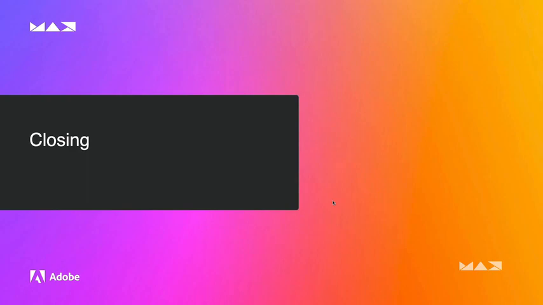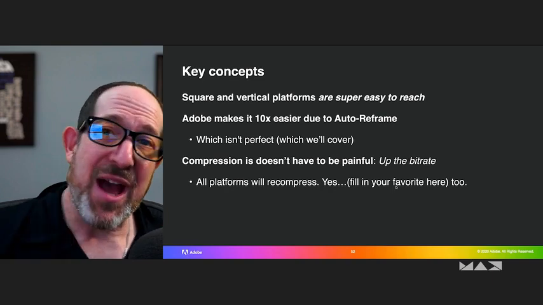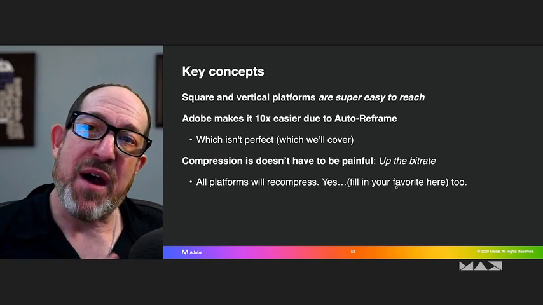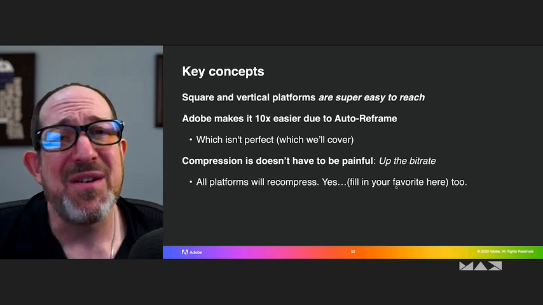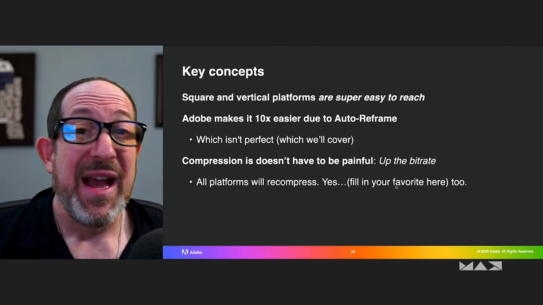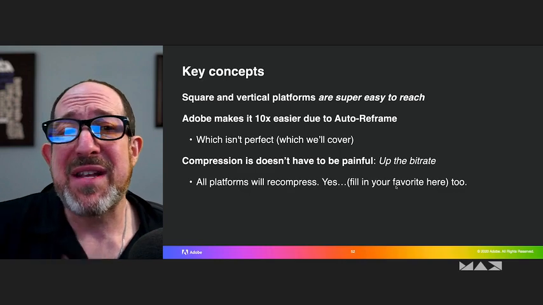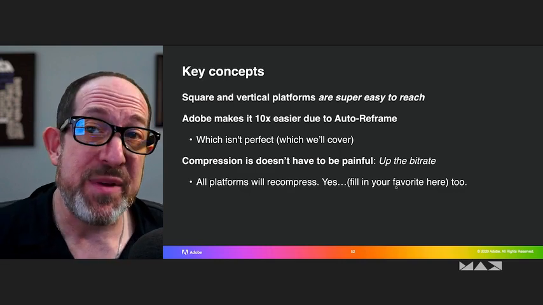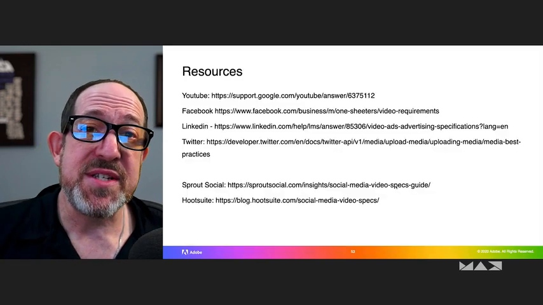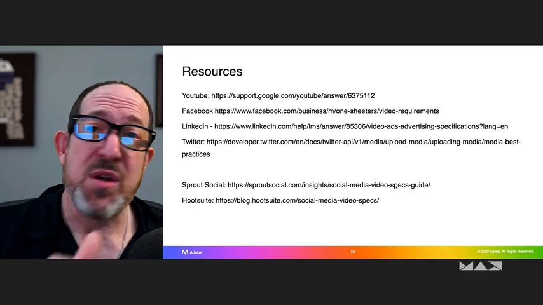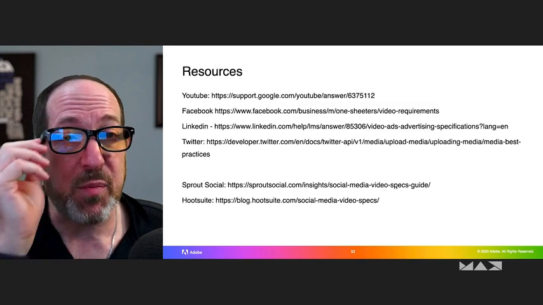So, key concepts we covered here. We talked about square and vertical platforms and how intelligent the AI behind Auto Reframe is and how much time it can really save you. You no longer have that excuse of, oh, I've got to redo all my work. And then I showed you a couple ways, when it's not perfect, how to refine it. And then the big thing about compression is that I wanted you to up the bit rate and see the value of hardware-based encoding. Here are a bunch of resources. You can refer to this later. These are encoding resources and a grouping of what the current sizes are right now on the various social platforms.